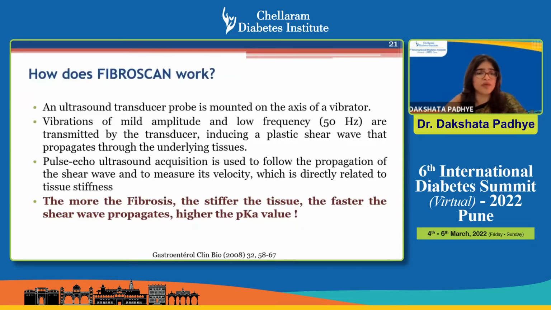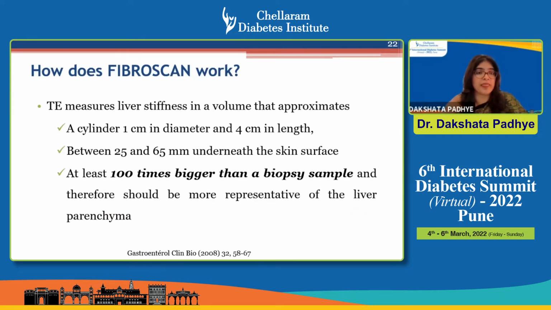Now, how does it work? I just mentioned that, but the more the fibrosis, and this line is very important, if the liver has more fibrosis, this tissue is going to be stiffer, with faster shear wave progression and a higher kilopascal value. So very important: if fibrosis has developed, the values are going to be more, because stiff tissue will allow the shear wave to progress very fast. This is the basic principle of this machine.